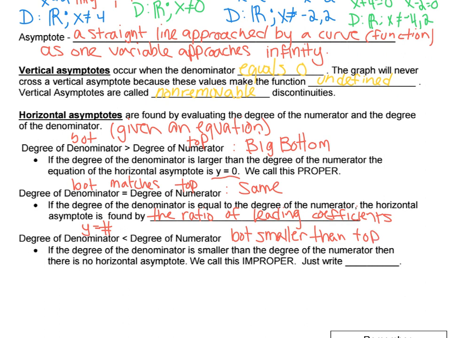I call this the big top case. That's my nickname for this. When that happens, there is no horizontal asymptote. So in terms of easiness, this might be the best one. When you have a big degree on top, there is no horizontal asymptote. All we have to write is none.